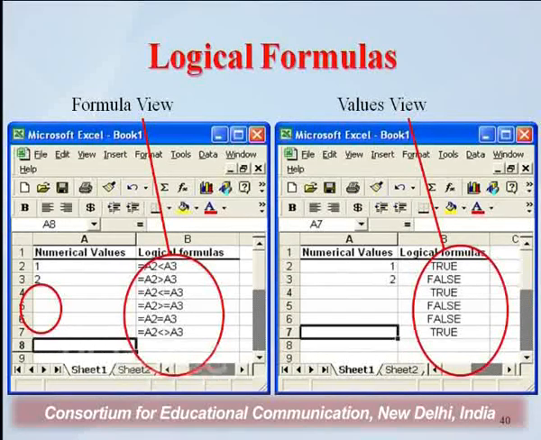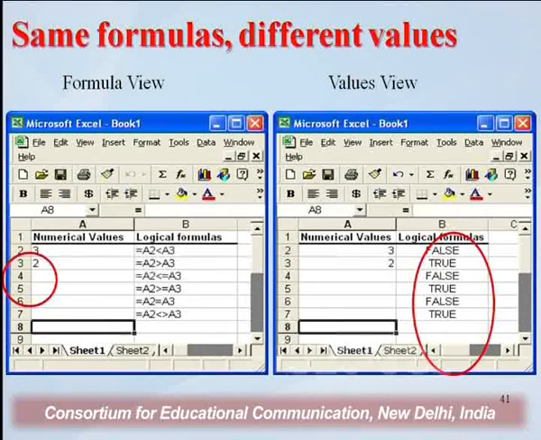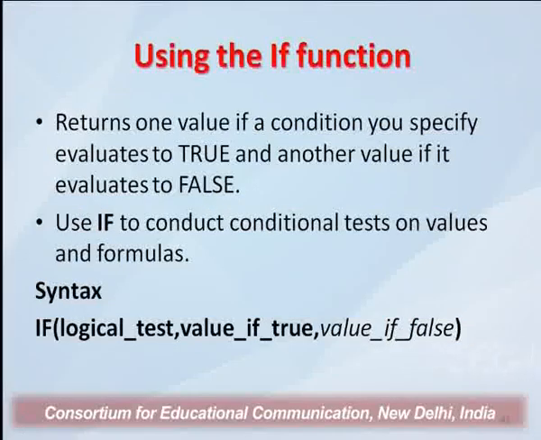You can just write equal to A2 is less than A3, and in A4, A2 is greater than A3. It returns the value depending on the values you have assigned in A2 and A3. If you change the values given in A2 and A3, accordingly the values calculated here will change. So if you change the value, using the same formula, different values are calculated.